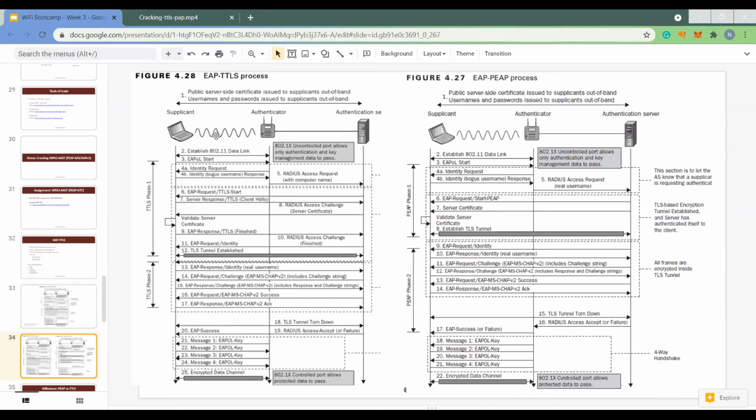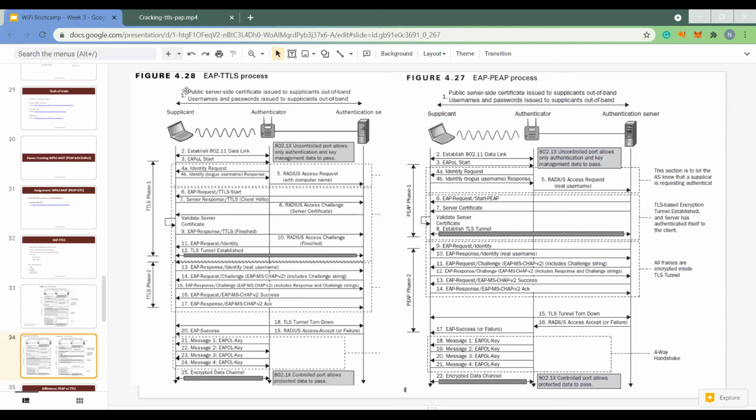After that, you will give the identity. After that, the TLS tunnel will be established. Inside the TLS tunnel, you will pass your MS-CHAPv2 or whichever protocol you're using for the authentication. And after that, once the PMK is shared to both parties, again the four-way handshake will be done, and you're good to go, right?